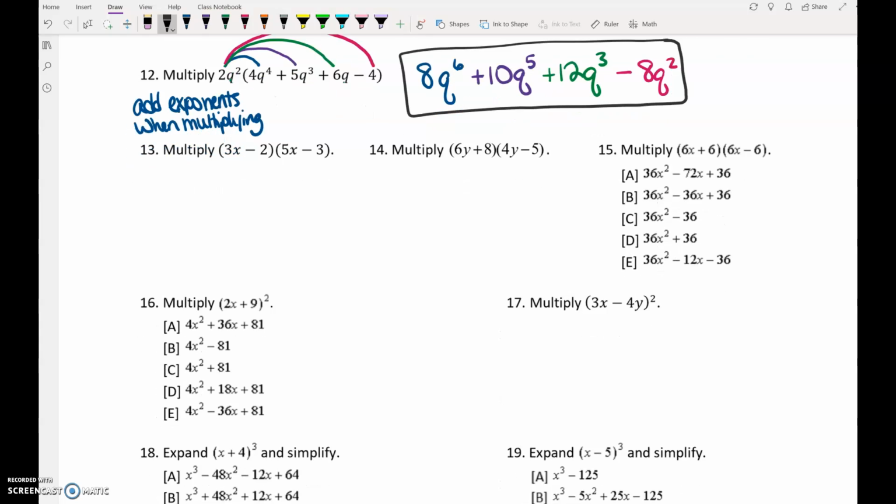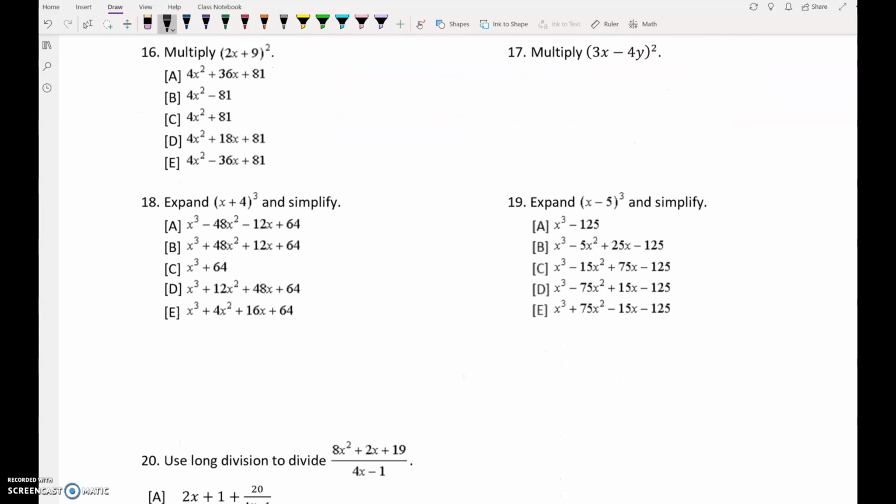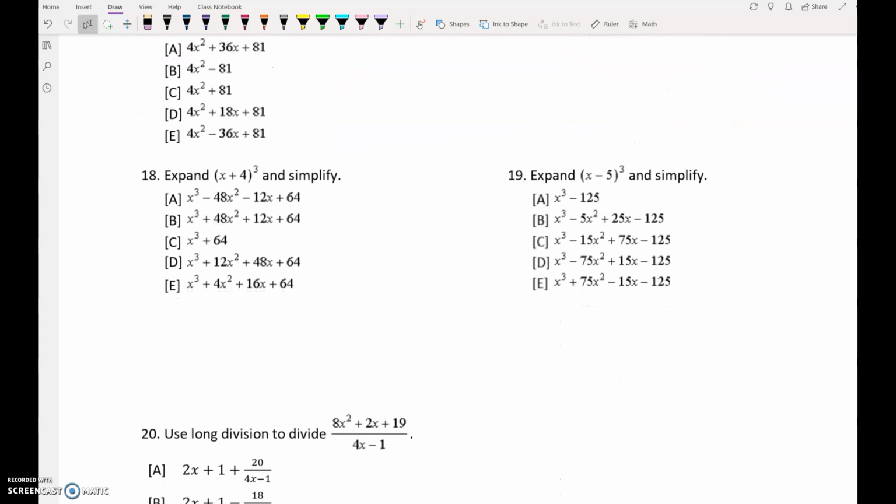Next up is number 18. Expand and simplify. Expand means multiply it out. X plus 4 to the third means x plus 4 times x plus 4 times x plus 4. What you really need to do is focus on 2 of these. There's no way to do all of this in just one step. You have to space this out. Do one step at a time.